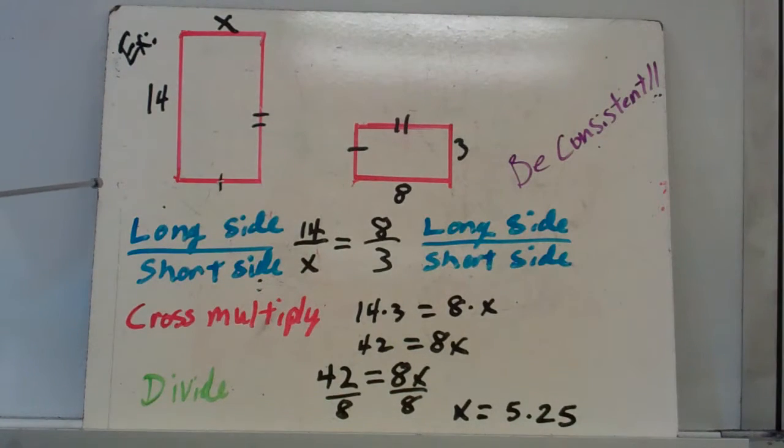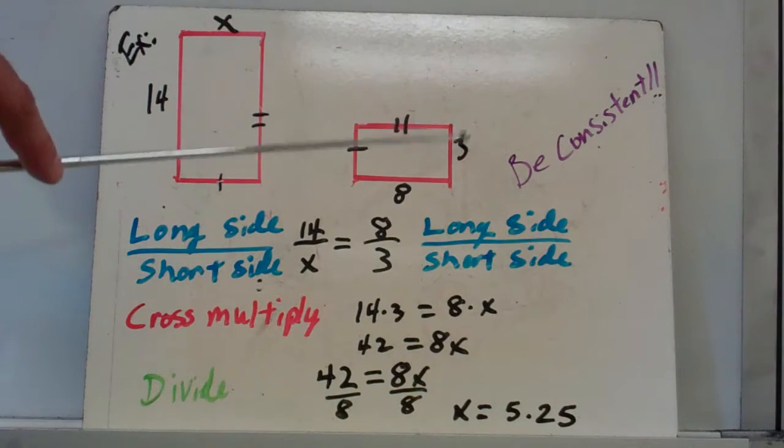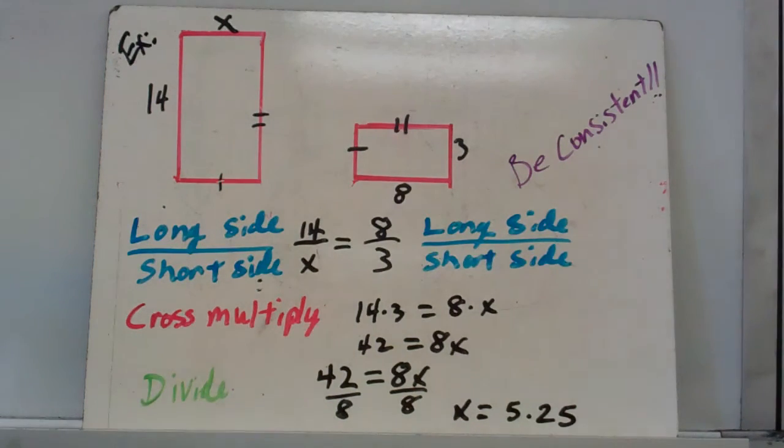So again, we're going to start off with our long side on top for this larger figure. So 14 over our unknown short side here, which is going to be x, and that is going to be equal to our long side of 8 over our short side of 3 on the smaller figure. We're going to cross multiply again. 14 times 3 and 8 times x. We will get 42 is equal to 8x. Divide both sides by 8 to get x by itself, and in this case x is 5.25.